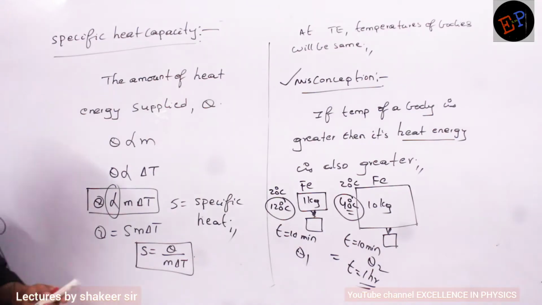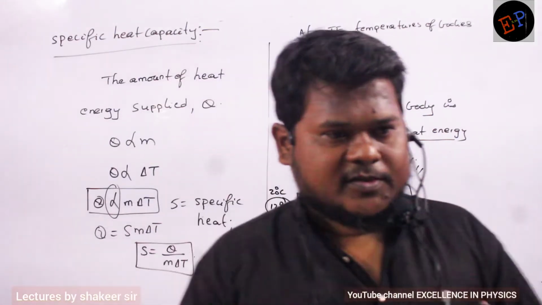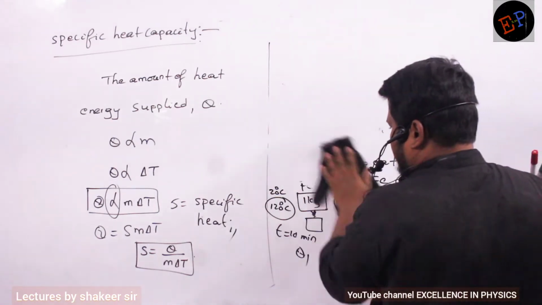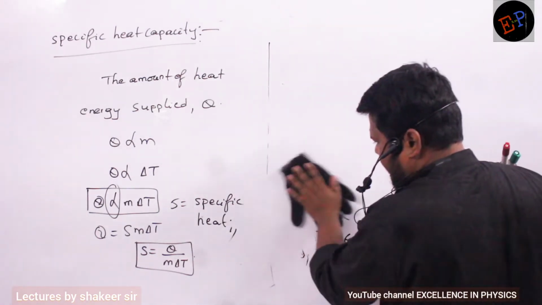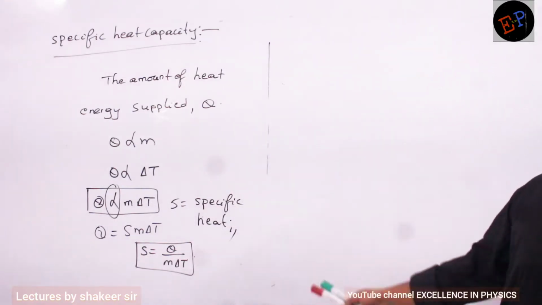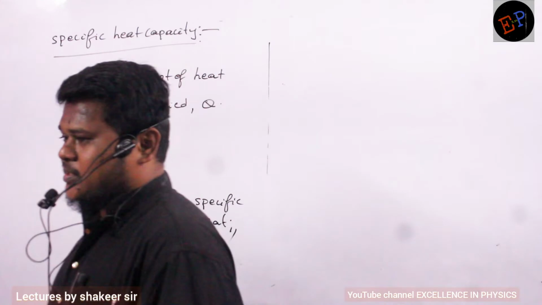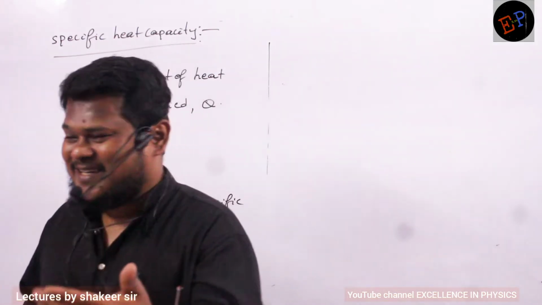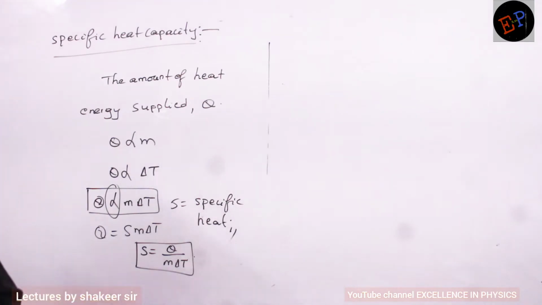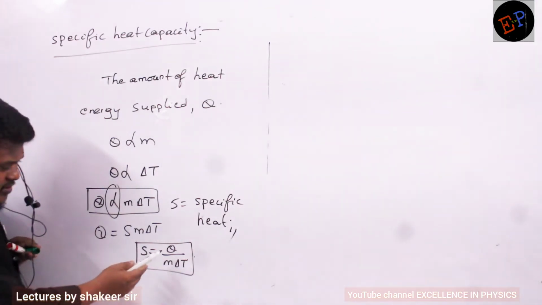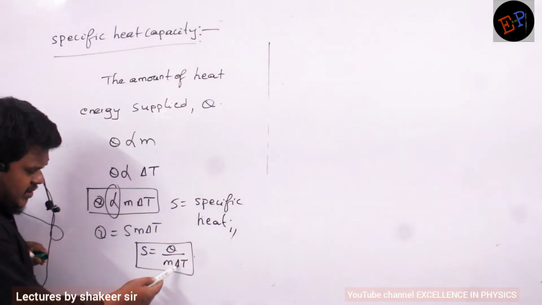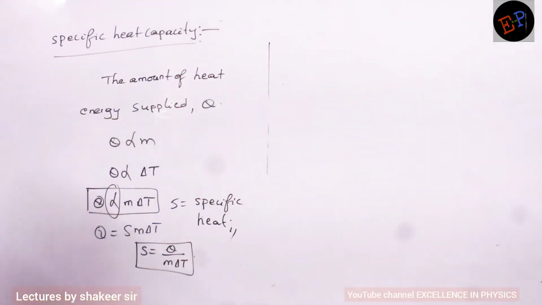By looking at the equation, what is the definition of specific heat? Amount of heat required per mass per rise in temperature. You have studied the definition. What is the meaning of that? What do you understand by this relation? The amount of heat required to raise the temperature of a 1 kg body by 1 degree Celsius. That is called specific heat.